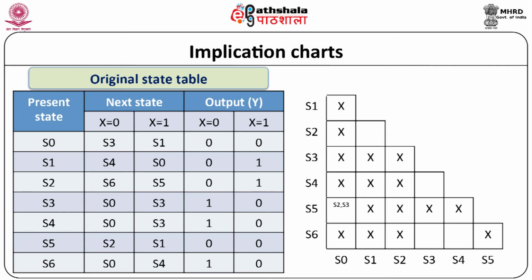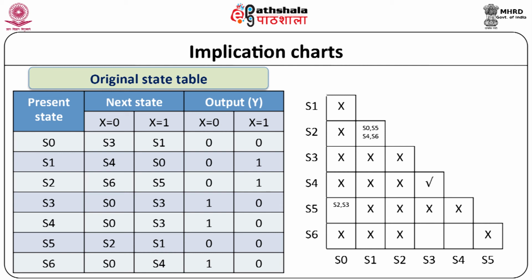Say S0 could be equivalent to S5 if and only if S2 is equivalent to S3. Let us write this state equivalency pair S2 S3 in the square S0 and S5. S1 could be equivalent to S2 if and only if S0 is equivalent to S5 and S4 is equivalent to S6. Let us write this state equivalency pair in the S1 S2 square.